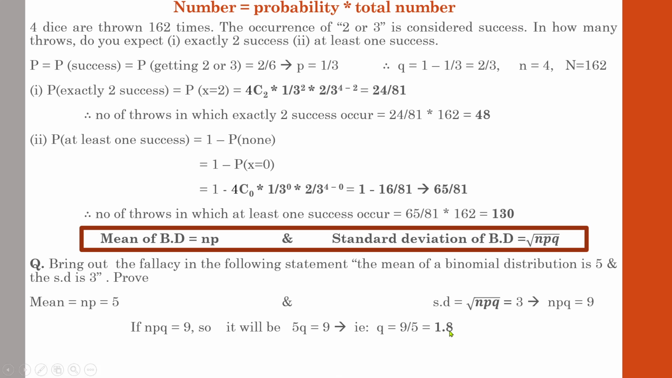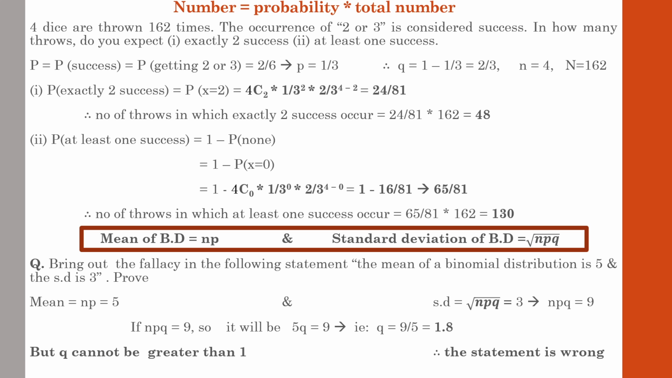An important property of a binomial distribution is that the value of Q will be less than 1, because the sum of P and Q is 1. Then how can the value of Q be 1.8? It's above 1. So we can say that the statement is wrong, because Q cannot be greater than 1.